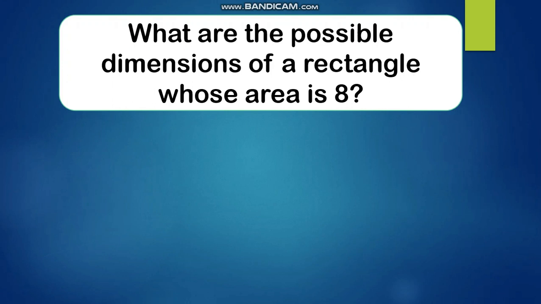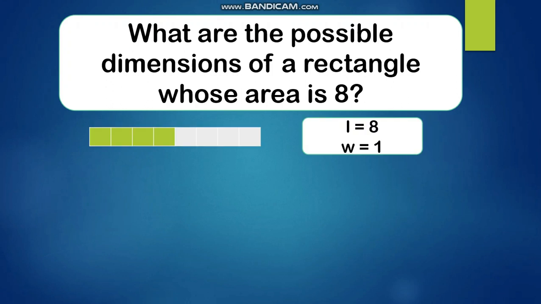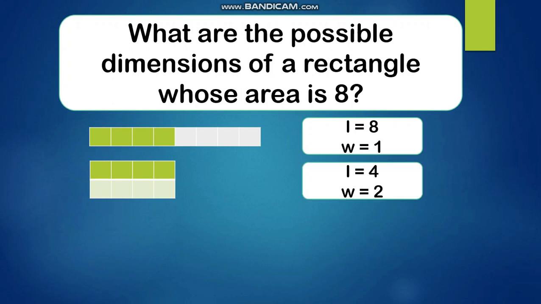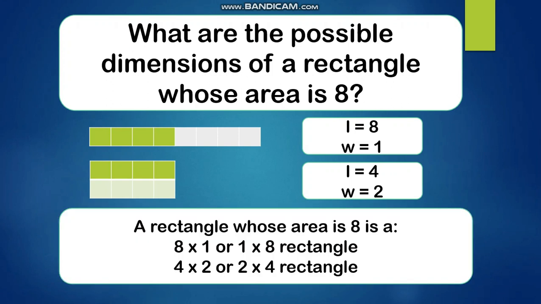What are the possible dimensions of a rectangle whose area is 8? It could be a 1 by 8 rectangle whose length is 8 and whose width is 1. Or it could be a 2 by 4 rectangle whose length is 4 and whose width is 2. A rectangle whose area is 8 is either an 8 by 1 or 1 by 8 rectangle, or a 4 by 2 or 2 by 4 rectangle.